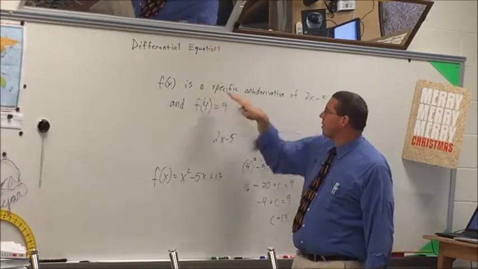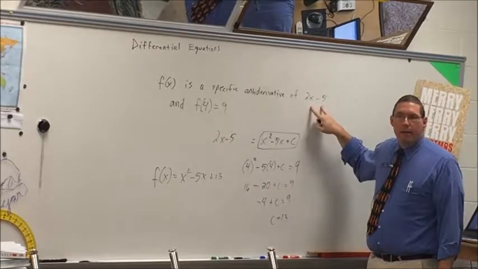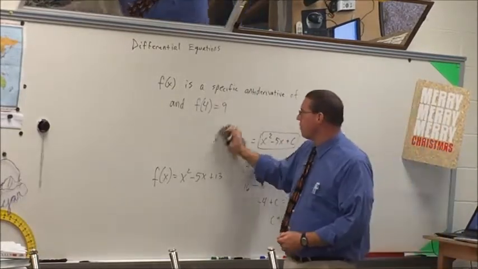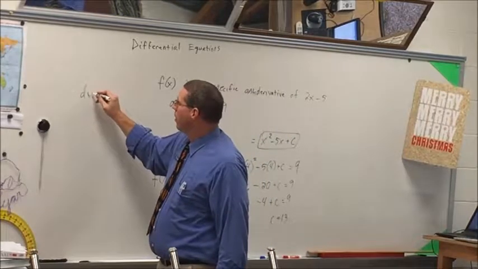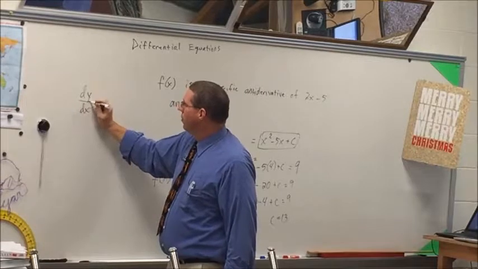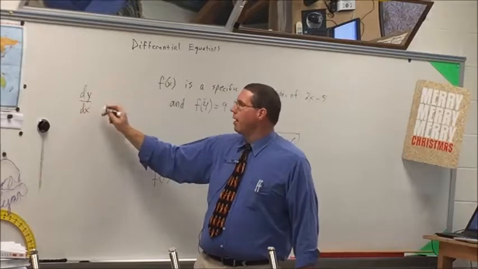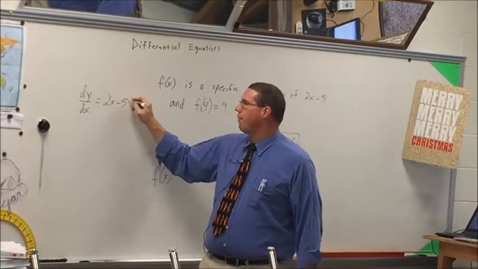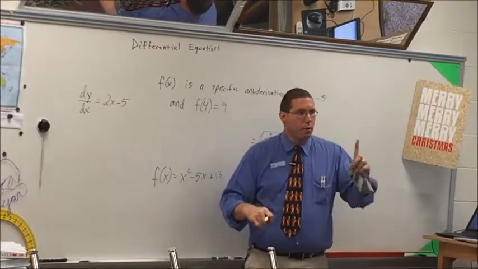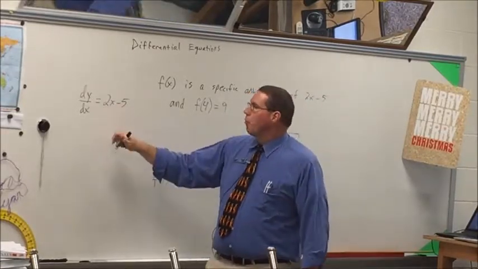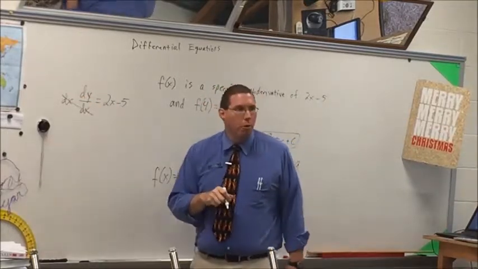If f of x is a specific antiderivative of 2x minus 5, then would you agree that 2x minus 5 is the derivative of f of x? And the derivative would be dy dx, right? So dy dx is equal to 2x minus 5. All right, ready? I need you to see this. Here's what we're going to do. Algebraically, we multiply both sides by dx. Do you remember doing that before?